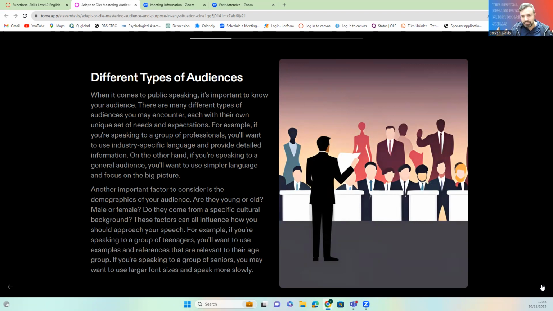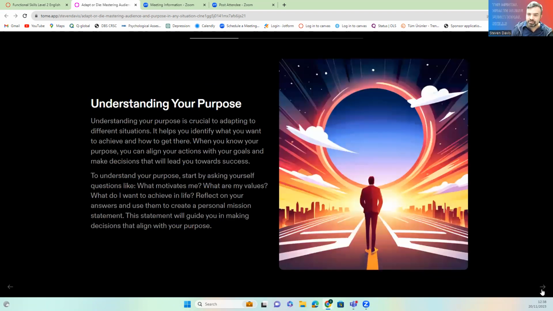And again, all of these will help you to adapt what it is you're trying to say to the audience. So understand your purpose. This is crucial to adapt into different situations. It helps you to identify what you want to achieve and how you're going to get there. So when you know your purpose, you can align your actions with your goals and make the decisions that you need. And you can lean in towards that.